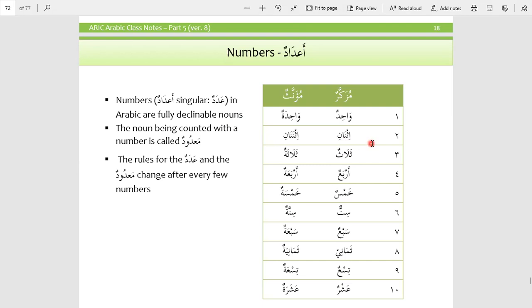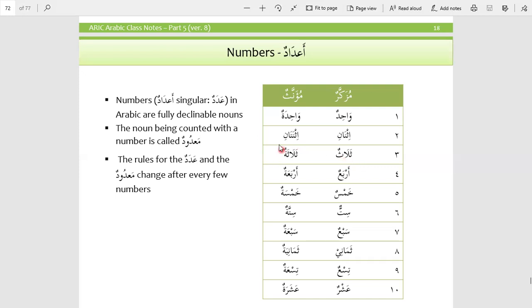Let's look how we say 1 when it's mudakar and when it's mu'annath. 1 is wahidun, wahidatun. 2, itnan, when it's masculine. Feminine, itnatan. 3, talatun, and feminine, talatatun.